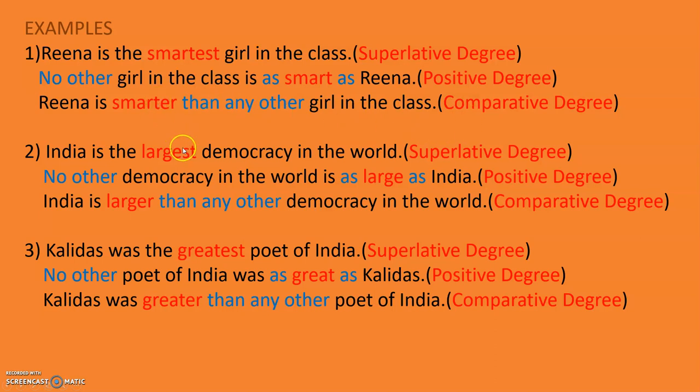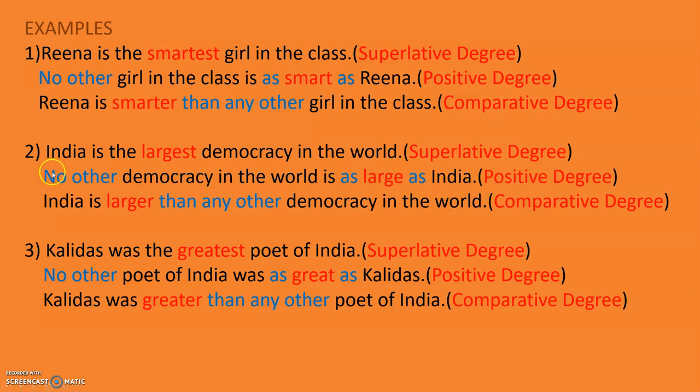Let's take a similar example with different words. India is the largest democracy in the world. First, what you have to do, find out which degree it is. Which degree it is, children? It is EST, largest है, तो यहाँ पर superlative degree है, ठीक है? Now you have to change it into positive. India is the largest means, is there any other country in the world which has the largest democracy? No. So we'll say no other democracy in the world is as large as India.